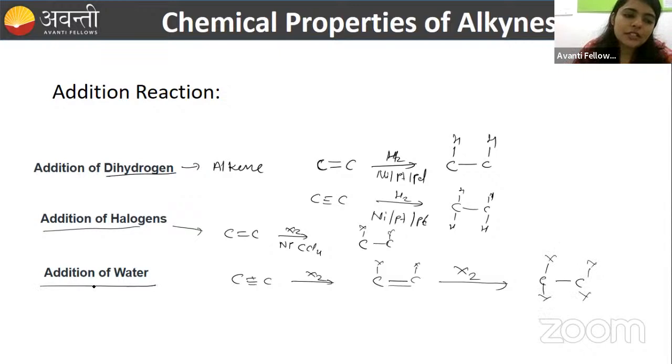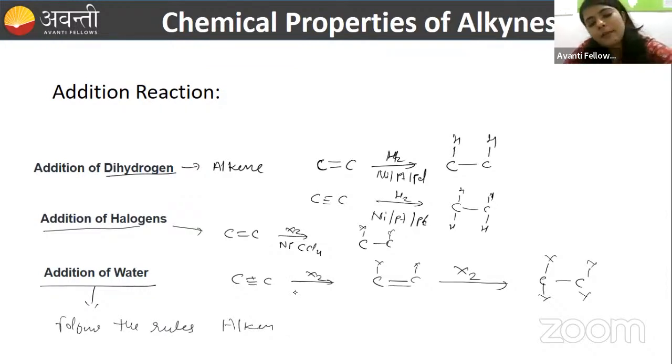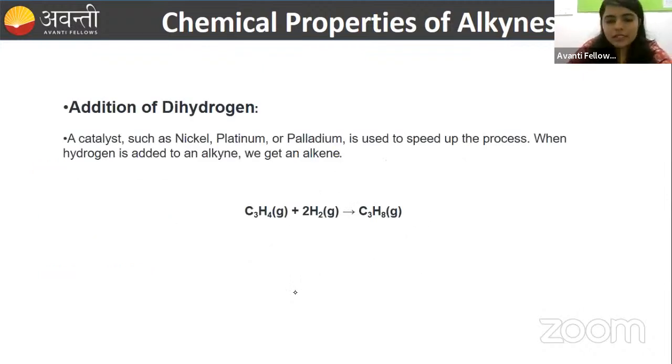And addition of water, same, addition of water follows the rule as we have discussed in alkenes. Okay, like if acidic condition is present, then it will follow the Markovnikov rule, and if peroxide is present, then it will follow the anti-Markovnikov rule. Okay, so next we will discuss these reactions in detail. I have just briefly introduced you to the reactions.